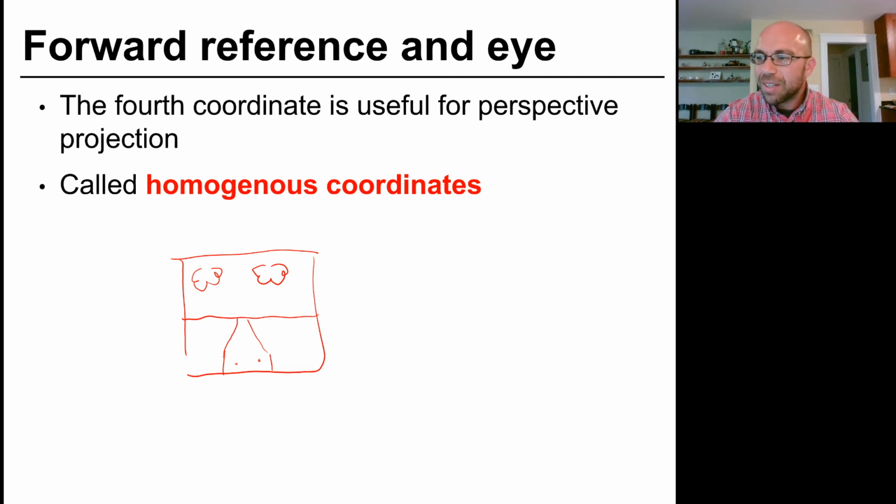And we're going to see that homogeneous coordinates are going to allow us to take coordinates in 3D where these train tracks look parallel, and then give them coordinates on the image plane where they don't look parallel. This is a thing that linear algebra can't do, but homogeneous coordinates can.